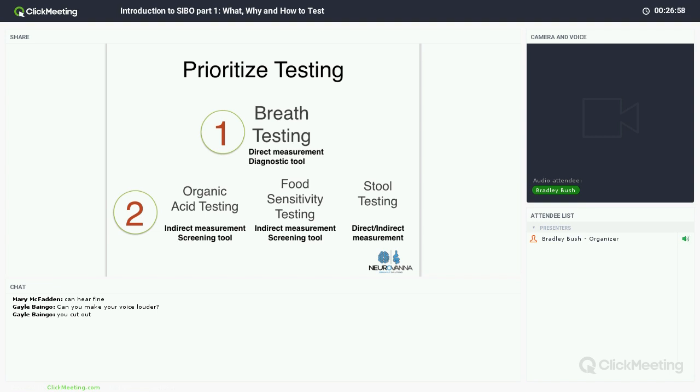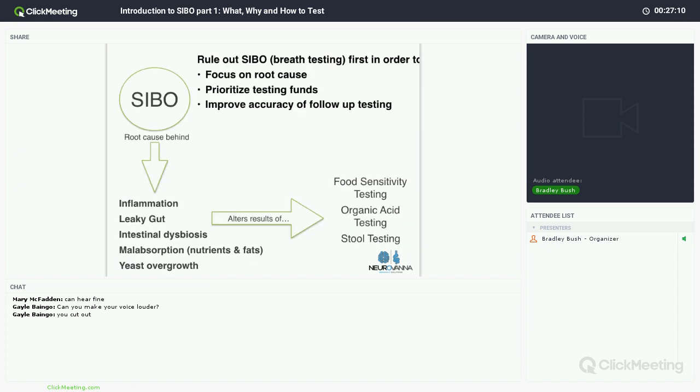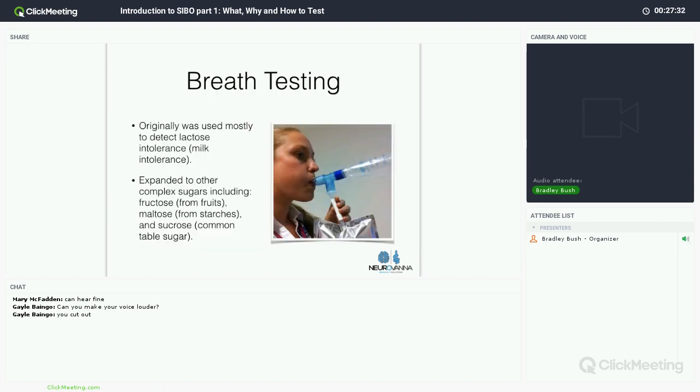It gets rid of that background noise so that what does come out positive is more meaningful, so you can be a little bit more focused on the test. And likewise with stool tests, they fall in the same conversation. So rule out SIBO with a breath test first. Focus on that root cause. That helps save some money, and of course, it will improve the accuracy of other tests by eliminating that root cause problem. Then you're going to be able to actually use those tests to the patient's advantage even more.